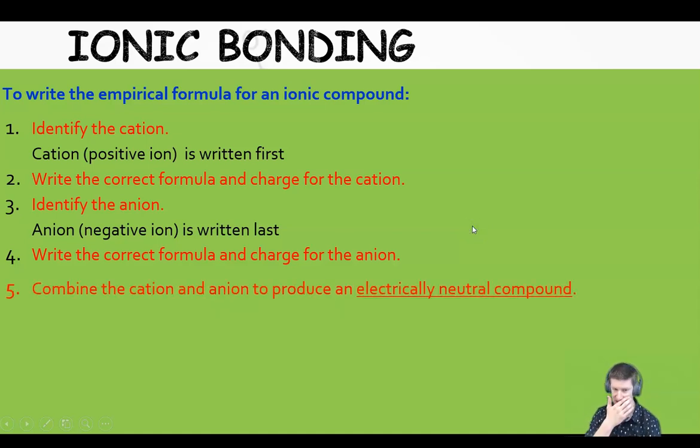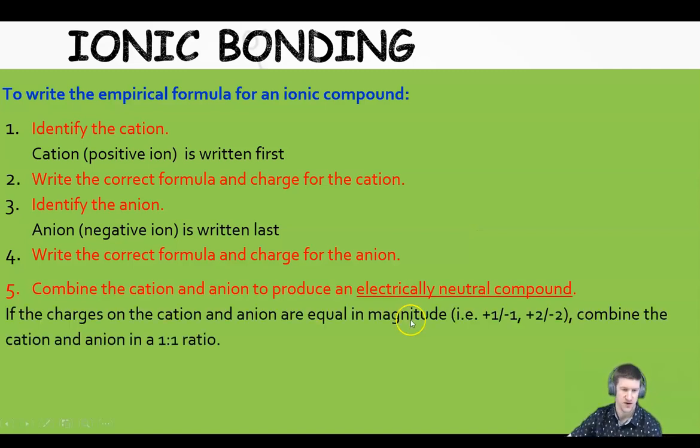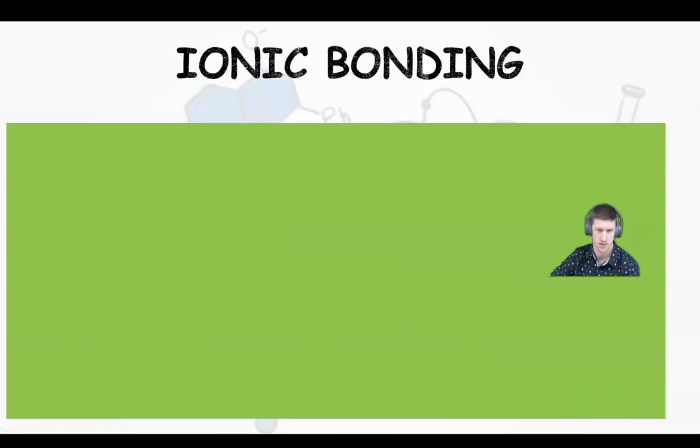We combine these two together, and this is really important, it should form an electrically neutral compound. So for example, if I had a +1 cation and a -1 anion, I combine these together and they cancel out, it's a neutral compound. I can do the same thing with a +2 and a -2, so on and so forth. The ratio should be the same. So they should cancel out their charges and have an overall neutral compound.